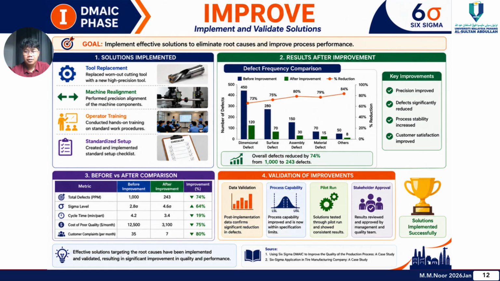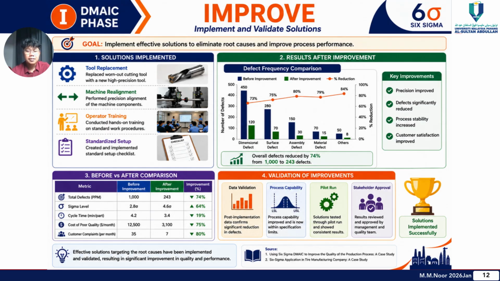The third action is operator training. Employees were trained to follow the proper procedure and standard work instruction. The fourth action is implementing a standardized setup procedure using a checklist to ensure the machine setup process is consistent.